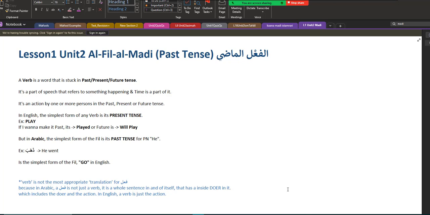But in Arabic, the simplest form of the fi'l is its past tense for the pronoun he. For example, if I say fa'ala, okay, the meaning is he did, or nasara, which means he helped. That's in the past tense. And it is the simplest form of the fi'l, like if I say dhahaba, which means he went. And this is the simplest form of the fi'l, go in English.